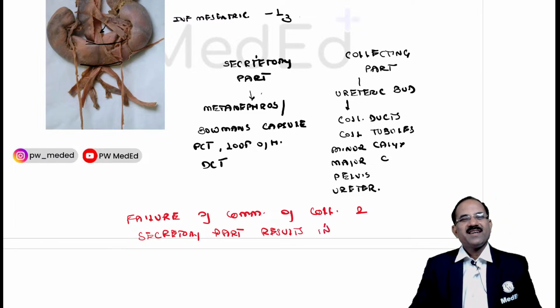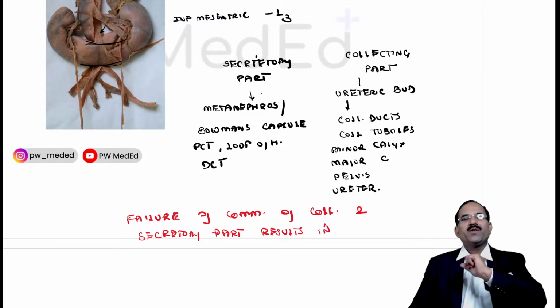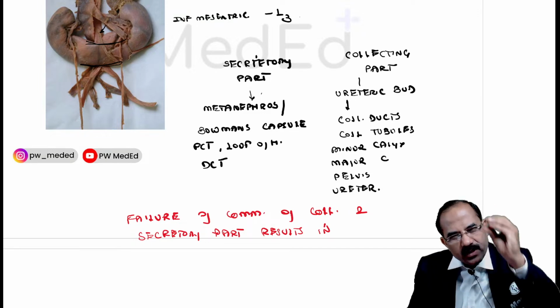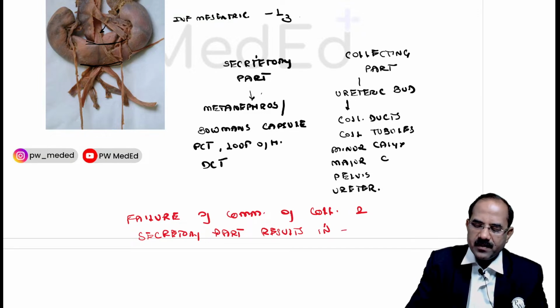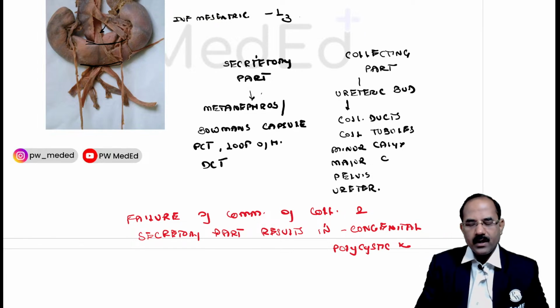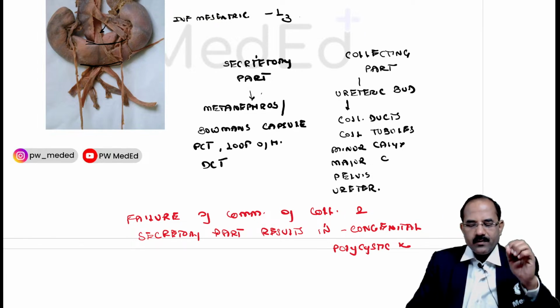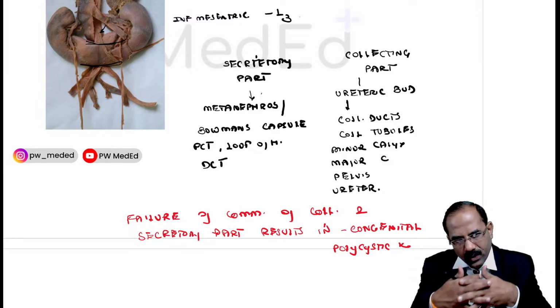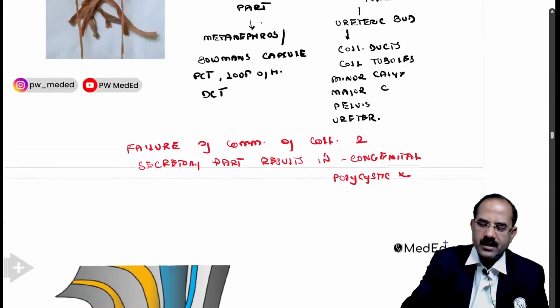Answer the students. You get a visual also. You get small cysts in the kidney, and this is what we call a congenital polycystic kidney. Okay, remember this, a very important MCQ. If the secretory part and collecting part do not communicate, it is a congenital polycystic kidney.